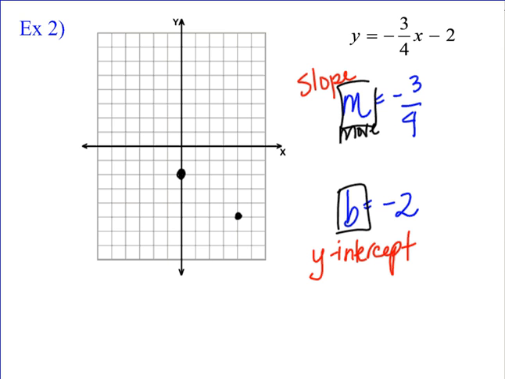And really, you only need 2 points to draw a line. You don't need any more than that. And you want to extend your line all the way through your points and make sure that you have arrows on the end of them. And then you can see there's our line.